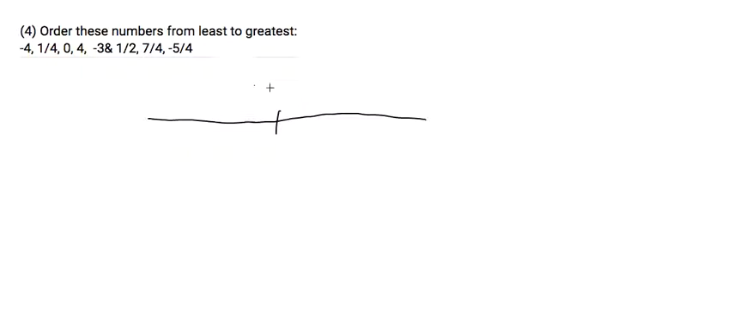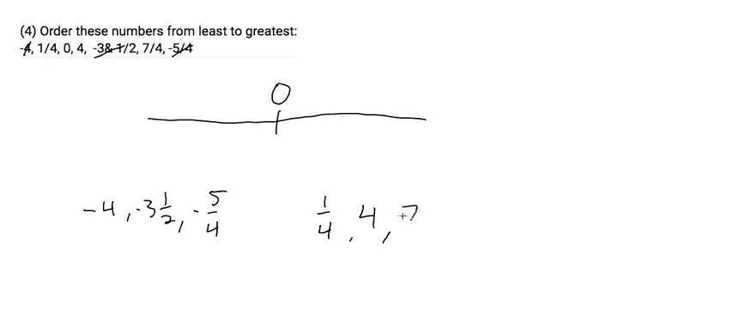So let's start off by putting 0 in here, because we know 0 is always going to be in the middle when we have positives and negatives in here. The other thing that we know is that everything on the left is going to be negative, so we can put all of our negatives here. And everything on the right is going to be positive, so we can just look at all of our positive numbers to be on the right side. We have 1/4, 4, and 7/4. So already we've narrowed it down a little bit to find our answer here.